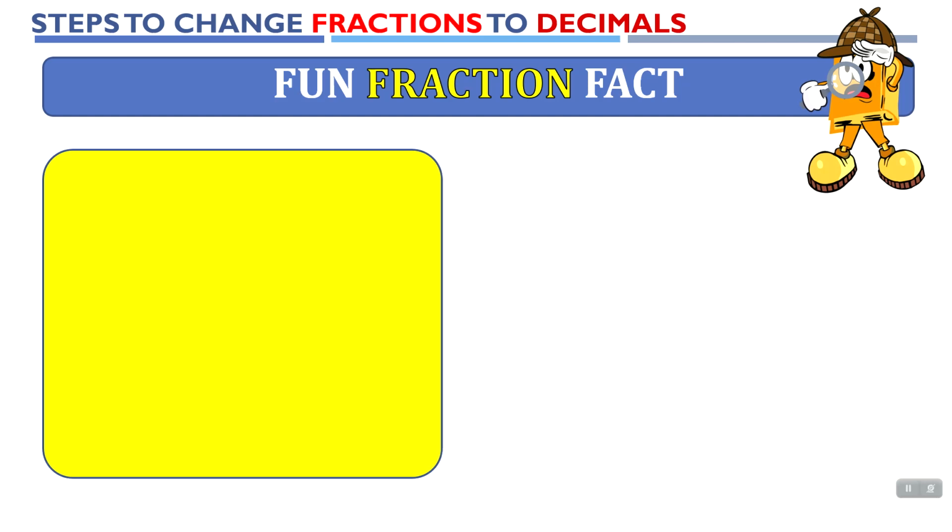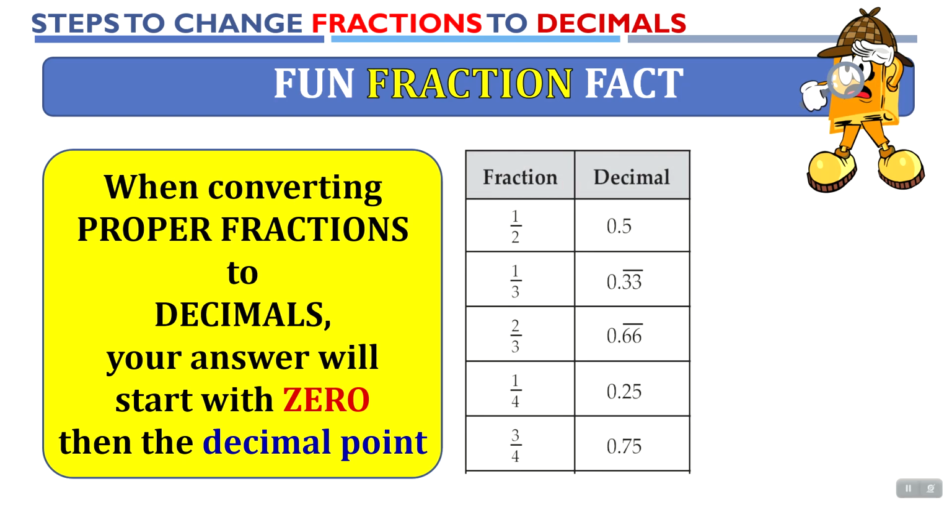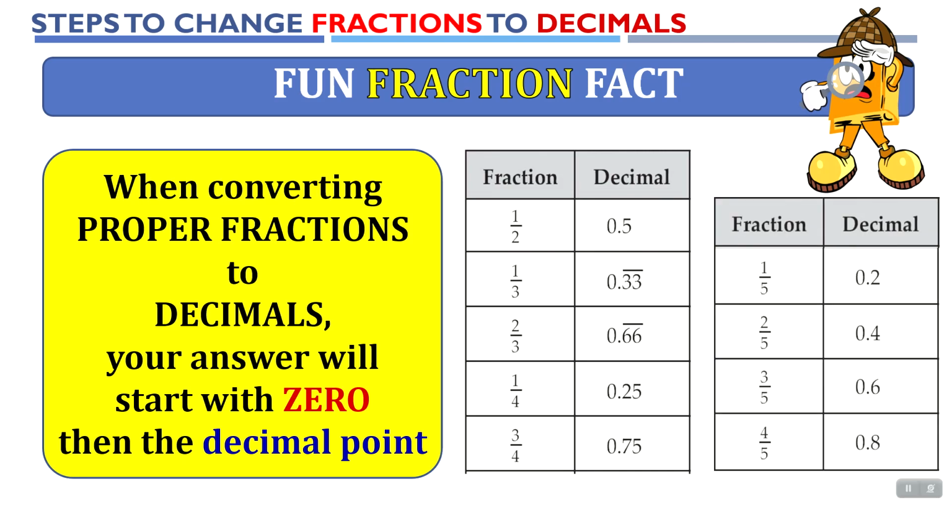This is a fun fraction fact. When converting proper fractions to decimals, your answer will start with 0, then the decimal point. You can see here that a half is 0.5, 1/3 is 0.33 continuous, 2/3 is 0.66 continuous, 1/4 is equal to 0.25, 3/4 is equal to 0.75, 1/5 is 0.2, 2/5 is 0.4, 3/5 is 0.6, 4/5 is 0.8.